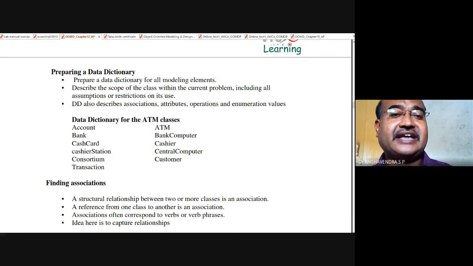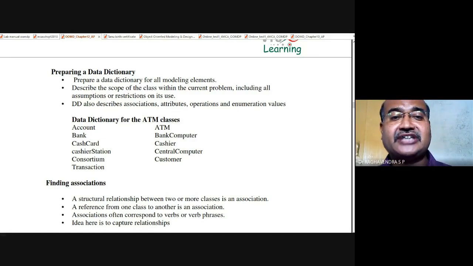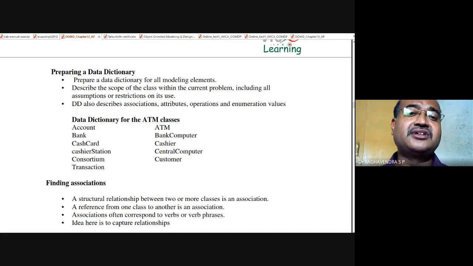Every card has a unique number, and we have CVV information at the backside, the magnetic strip, magnetic data which has been encoded. So all this information belongs to the cash card. Similarly, cashier station means a local station, a neighboring station related to a given ATM. Suppose the cash is very low, immediately we can borrow the cash from the nearby cashier stations. And consortium is nothing but a collection, a group, a cluster of banks. And transaction is nothing but log information about the customers who are going to make some transactions, related to the date, time, ID, how much amount has been deducted.